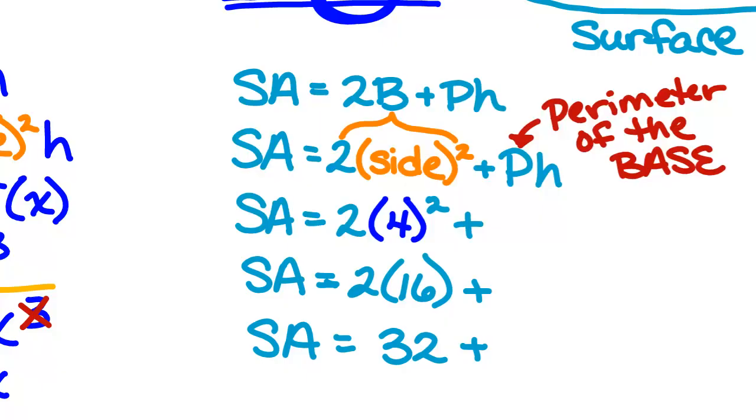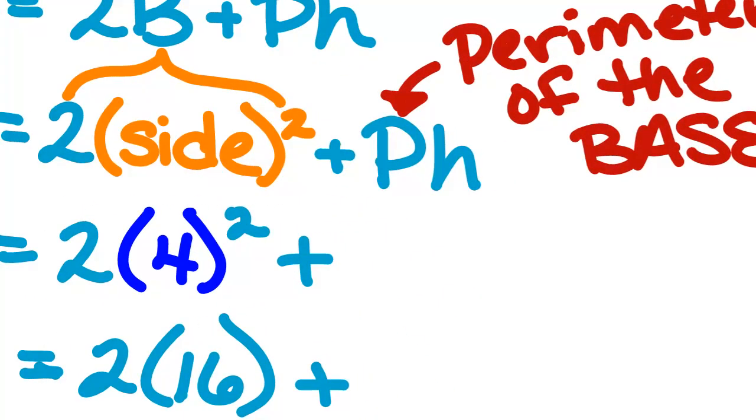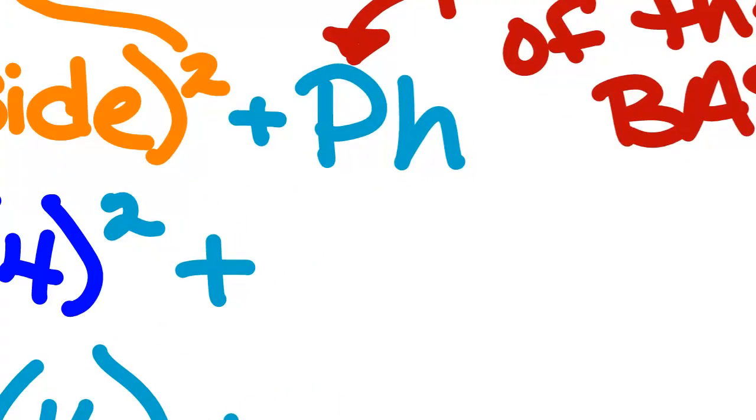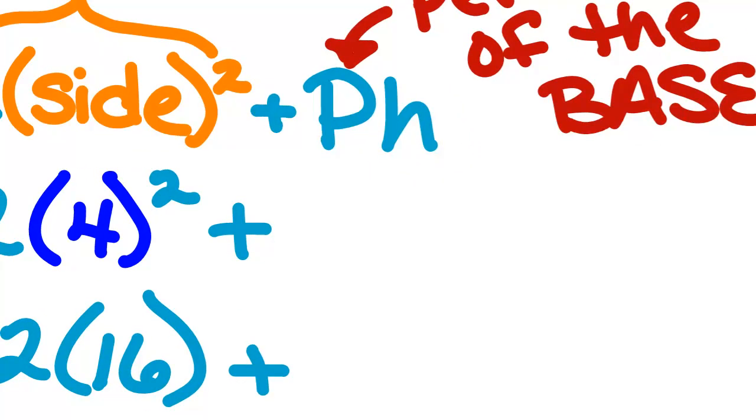You said the base was a square, right? How would I find the perimeter of that square? Multiply what? 4 times 3? 4 times 4. Is it 4 times 3 or 4 times 4? 4 times 4. Why 4 times 4 and not 4 times 3? Because there's 4 sides and each side is 4 inches. So we're adding all the way around. 4 plus 4 plus 4 plus 4.